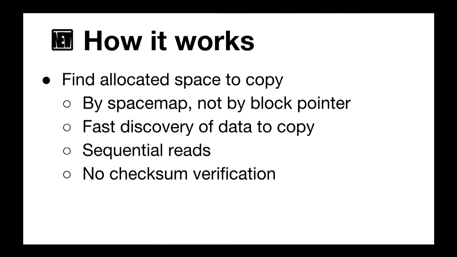So with device removal, we're not doing that. We're finding the allocated space using the space map. The space map is an on-disk structure that just tells us which parts of the disks are allocated and which parts are free. And this is a really compact data structure relative to, say, the block pointer tree. So it's really fast to find what data to copy, and we find that data in order. We can traverse over the allocated space from the beginning of the disk to the end of the disk. That means that we're doing sequential reads from the device that we're removing.